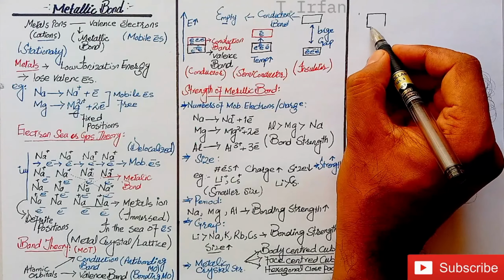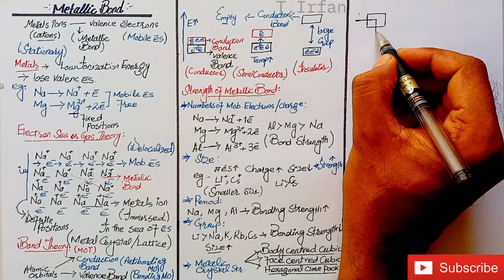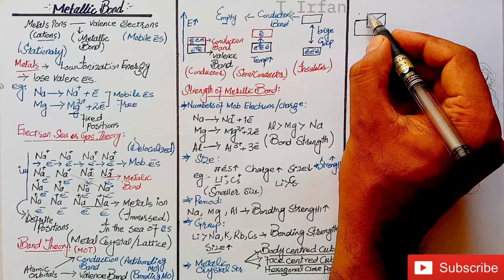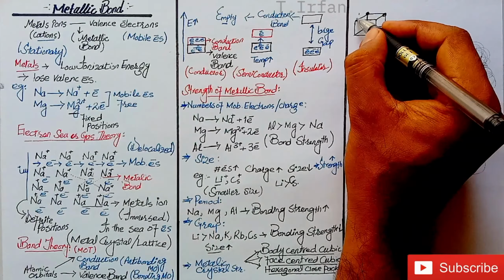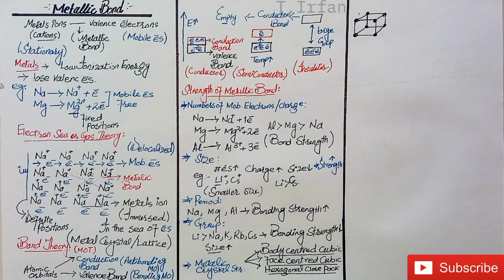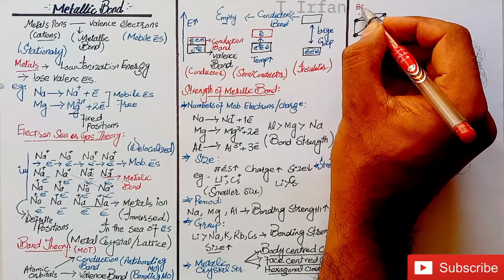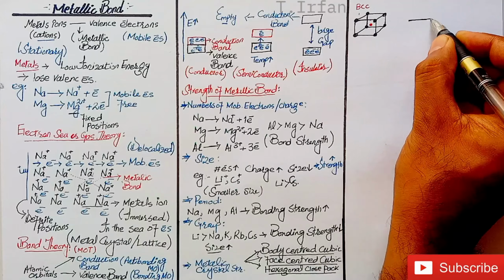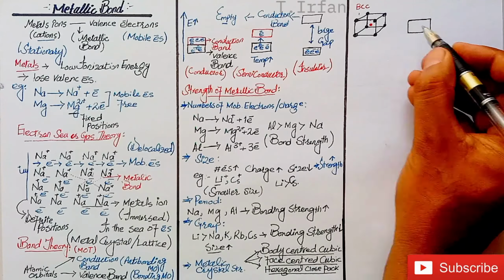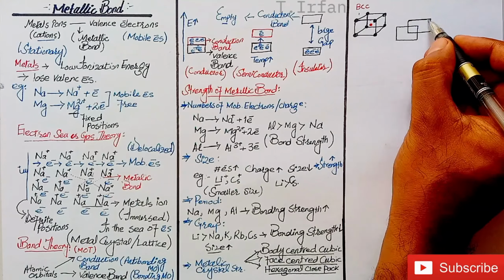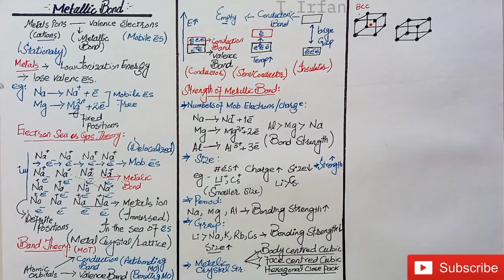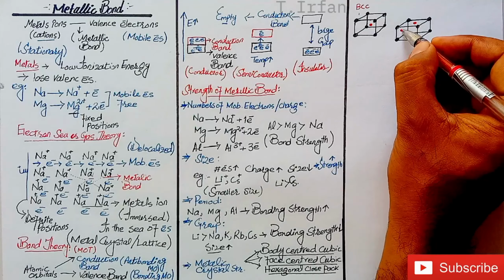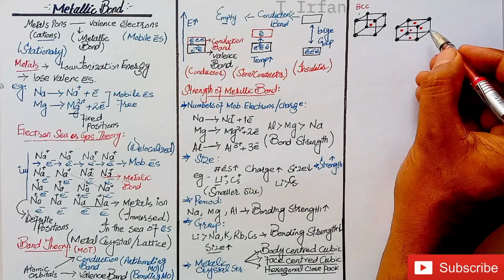This is the body-centered cubic unit cell. This has 8 atoms at the corner and 1 atom at the body center. This is the face-centered cubic unit cell. This has 8 atoms at the corner and 6 atoms at the center of 6 faces.